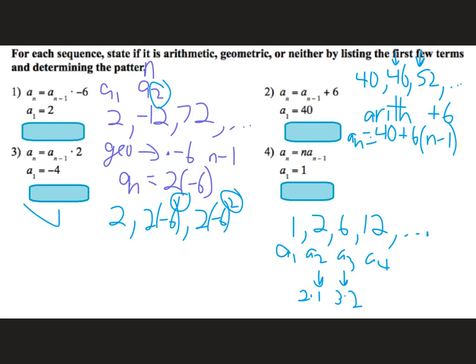That one's going to be harder to come up with an expression for the an term. That's not recursive. It is neither arithmetic nor geometric because we're not adding the same thing each time, nor are we multiplying by the same thing each time. So this one is neither.